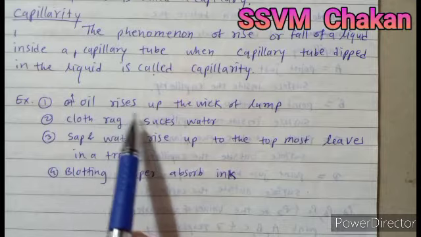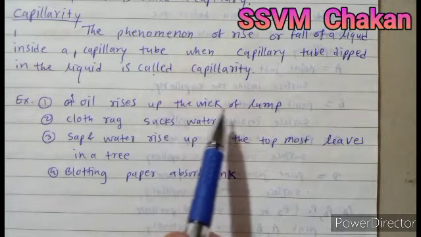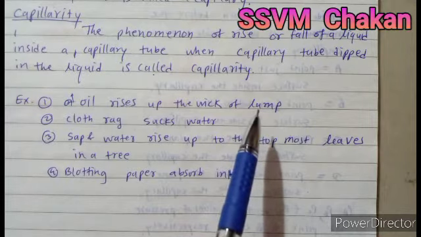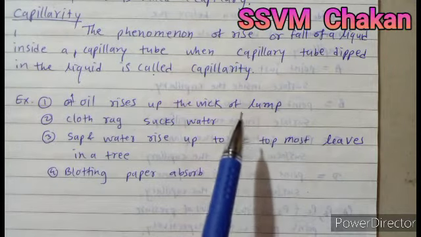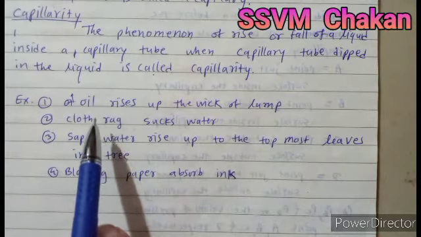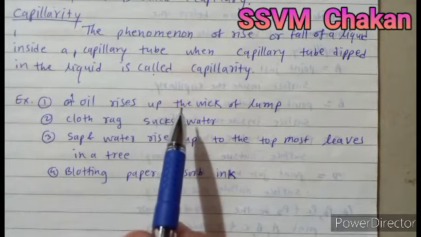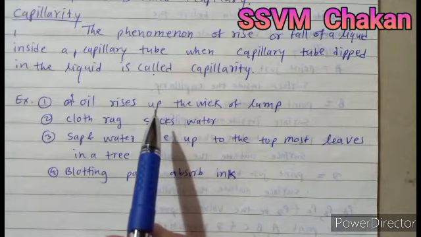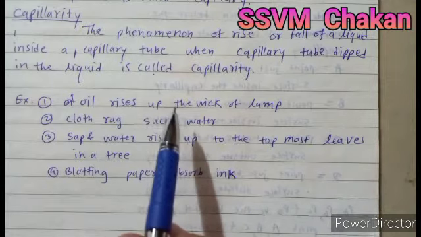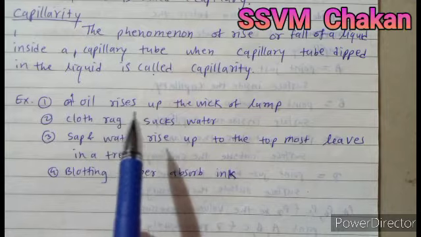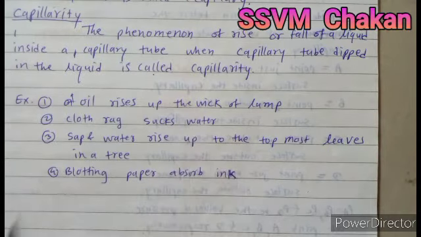Oil rises up the wick of a lamp. Nowadays we are not using lamps, but still near your God you light some lamps, where we see that the cotton wick absorbs the oil and that oil moves towards the lighting portion. That process is because of capillarity.